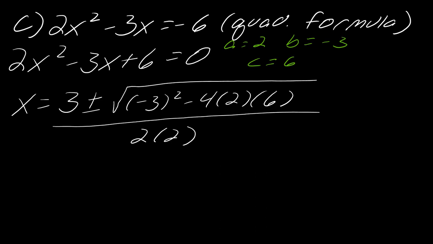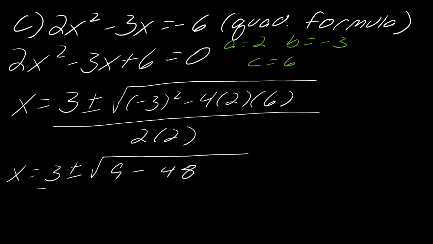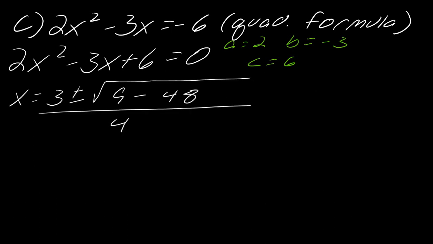Okay, and so now it's just a matter really of sorting out the arithmetic here, right? So this becomes x equals 3 plus or minus the square root of 9 minus 48, all of this now divided by 4. And so then, let's see, I'm running out of space here. Let me make some room. All right, so this becomes x equals 3 plus or minus the square root of -39 over 4.